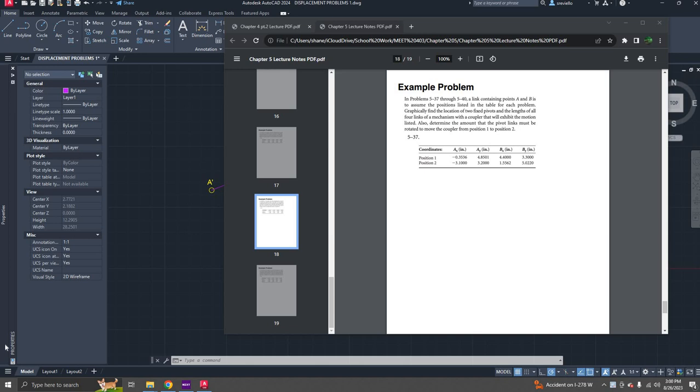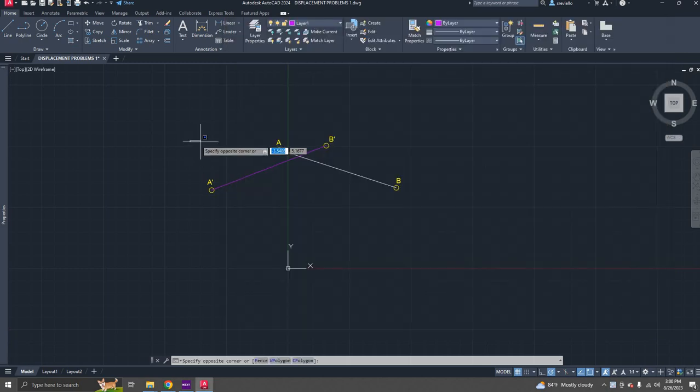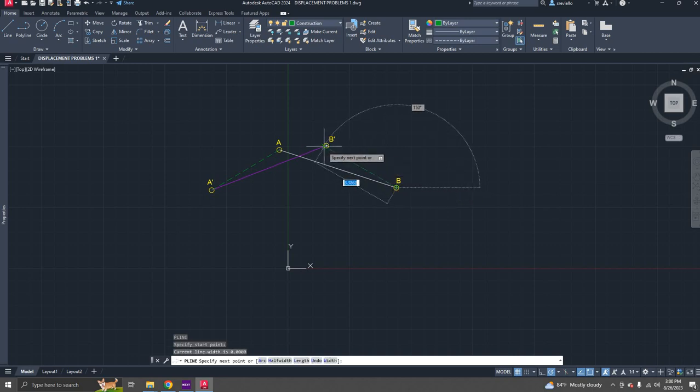So we're doing two position synthesis of the coupler of a 4-bar mechanism. What we're looking to find is what two grounding points our two rotating links need to be for our coupler to move from this location to this location. So we're going to start by drawing a length between A and A prime, as well as a line from B to B prime.